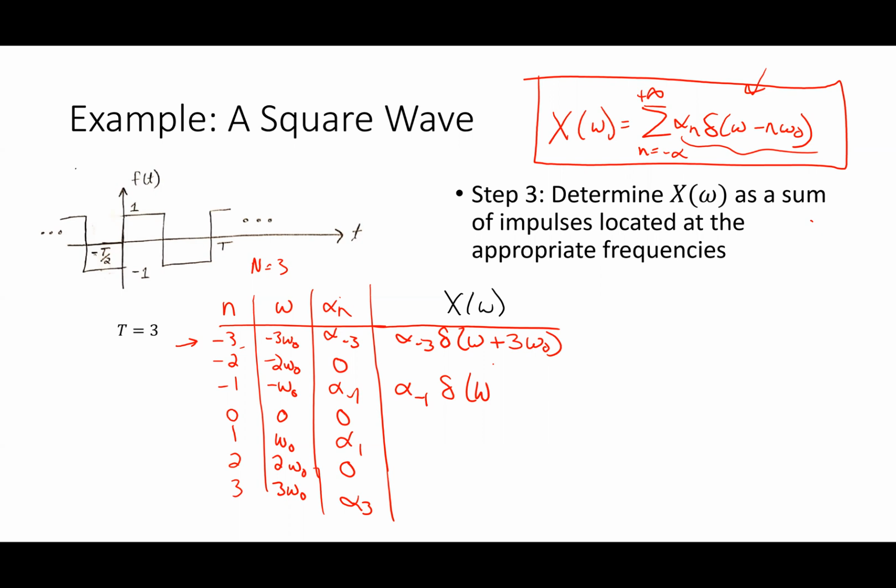Omega, what would I put for this? Plus 2 omega naught. All right, this guy would be alpha 1 times delta of omega minus 2 omega naught. This guy over here would be alpha 3 delta of omega, what did I say? Oh, oops, it's plus omega naught, minus omega naught. And this guy is minus 3 omega naught. And technically I said these guys, in general, they're there, but they're equal to 0 for this guy. So this is what the Fourier transform is.